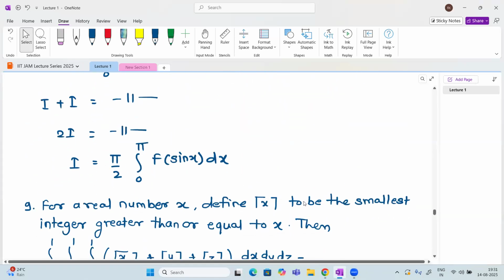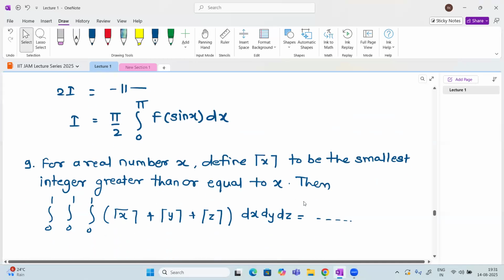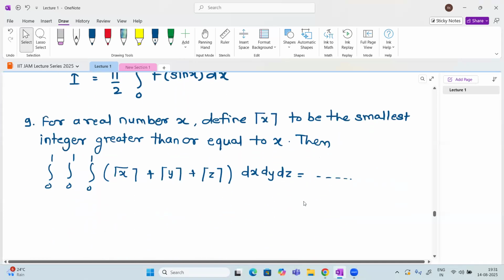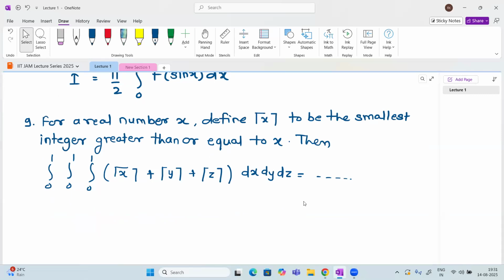Shall we move further? Yes, sir. Okay. So the next one is for a real number x, define this. Are you familiar with this function? Smallest integer greater than or equal to x. Are you familiar with this function? Yes, sir.